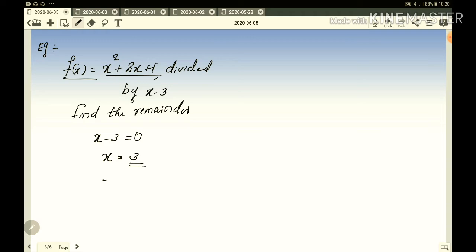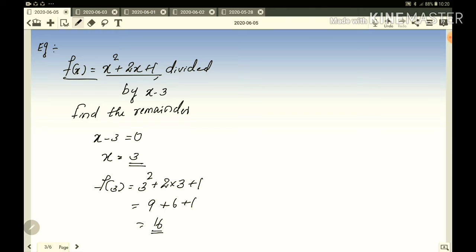This 3 you have to substitute in this polynomial or function. f of 3 is equal to 3 squared plus 2 times 3 plus 1. I replace x with 3. When you do this, you will get 9 plus 6 plus 1, that is 16. This 16 is the remainder. That is the remainder theorem. Clear? Which means x minus 3 cannot divide the function completely.